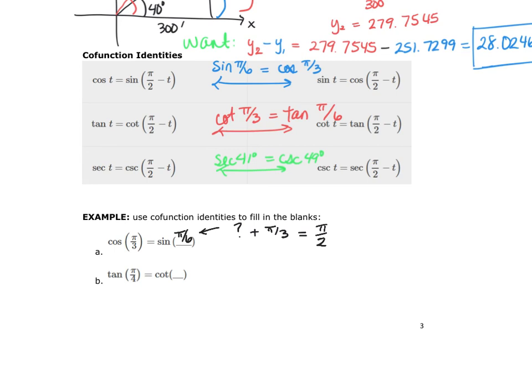Now the great thing about the pi over 4, which is a 45, is tangent and cotangent are the same value. Same thing with sine and cosine, same thing with secant and cosecant. We love it when we see the pi over 4. So that's kind of nice. Anyways, that's it. Nice quick video for section 5.4.